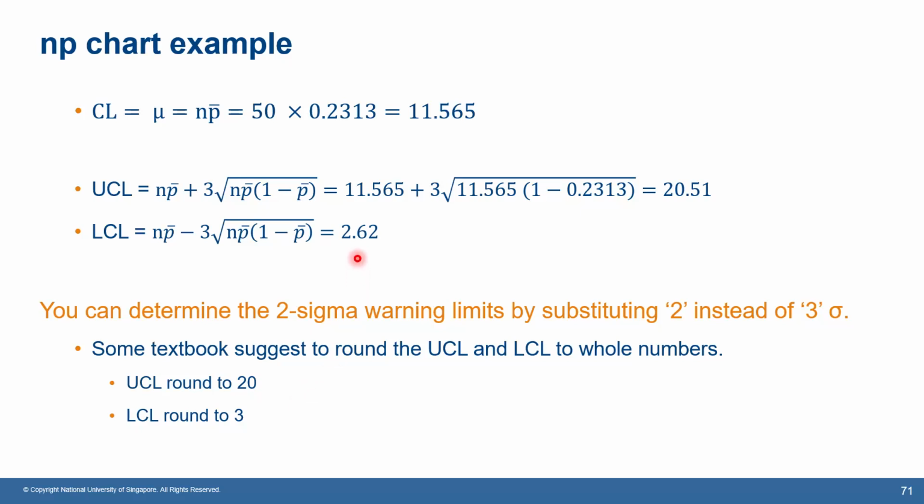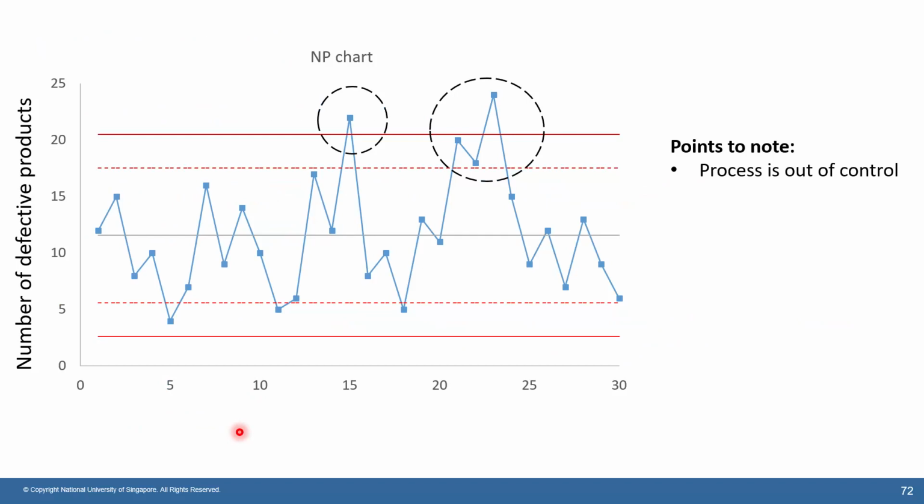Same thing for the lower control limit. You shouldn't be rounding it to 2, because if you round it to 2, it will be too low. You should be rounding it to 3. So if we plot out this chart, this is what you will get. This is the upper control limit. This dotted line is the 2 sigma warning limits, and you find that these are the points that have exceeded the upper control limit. So this process is out of control.